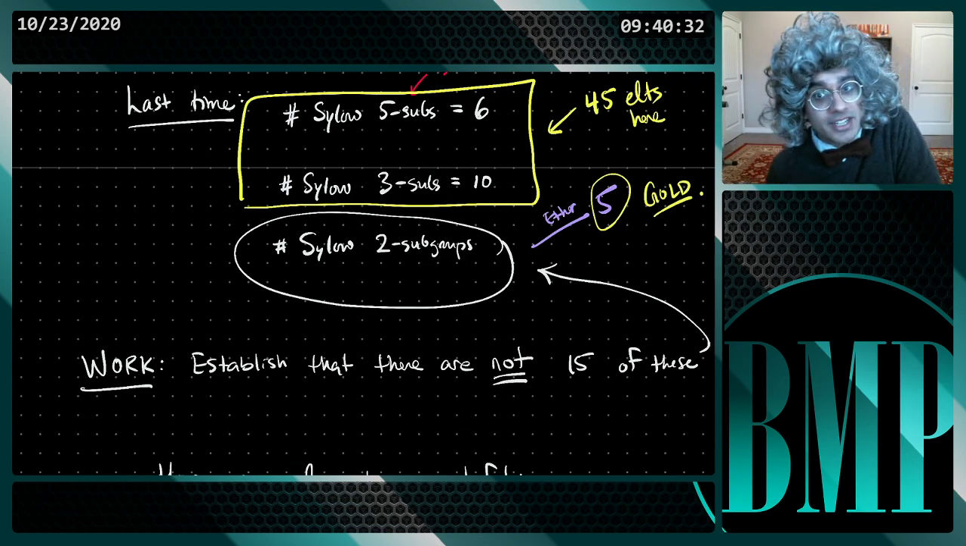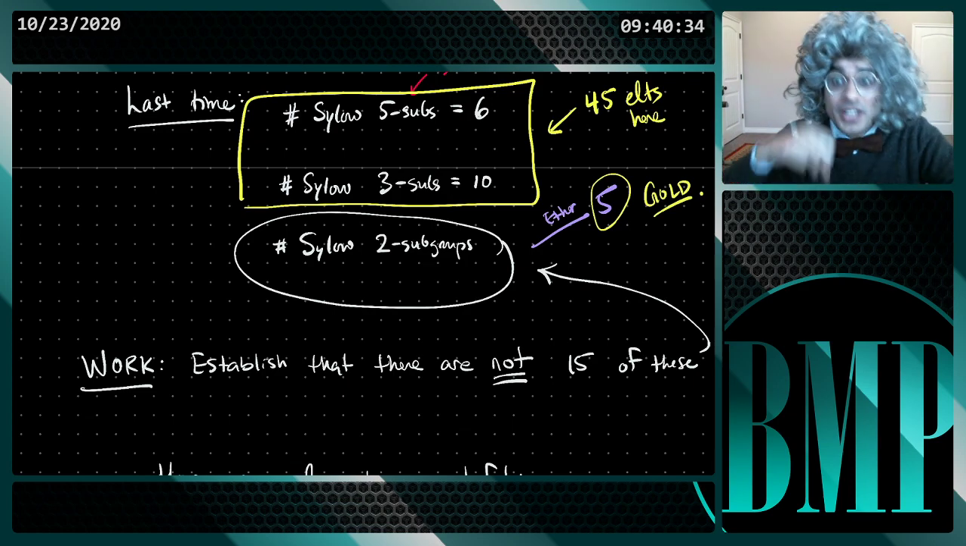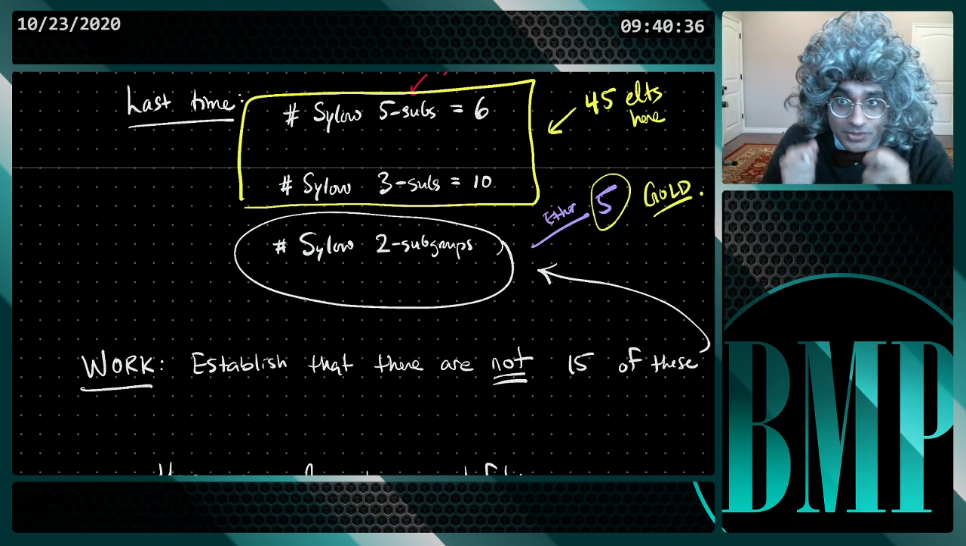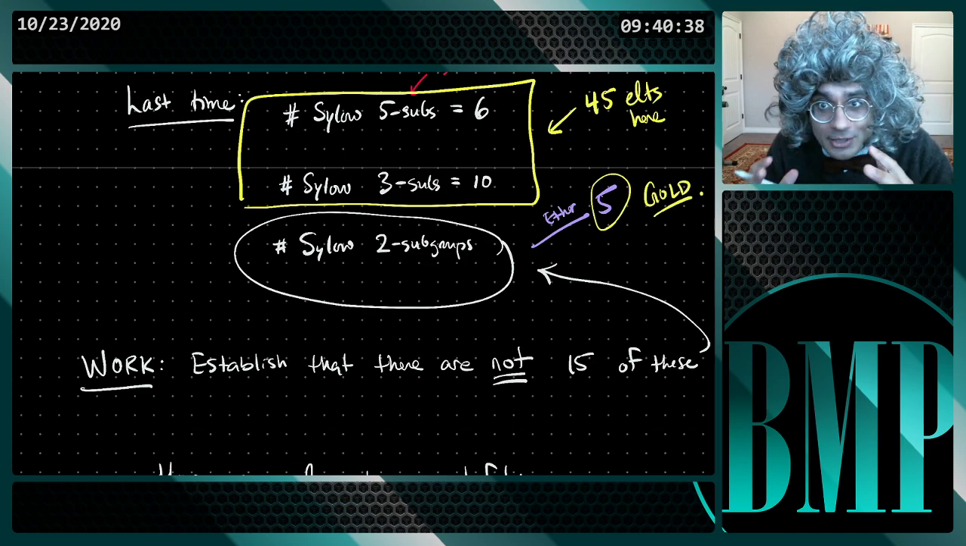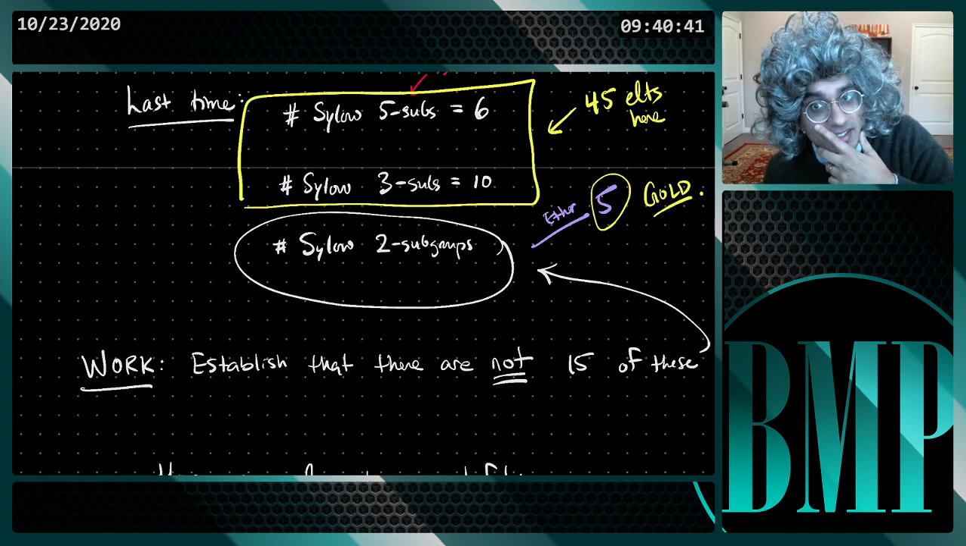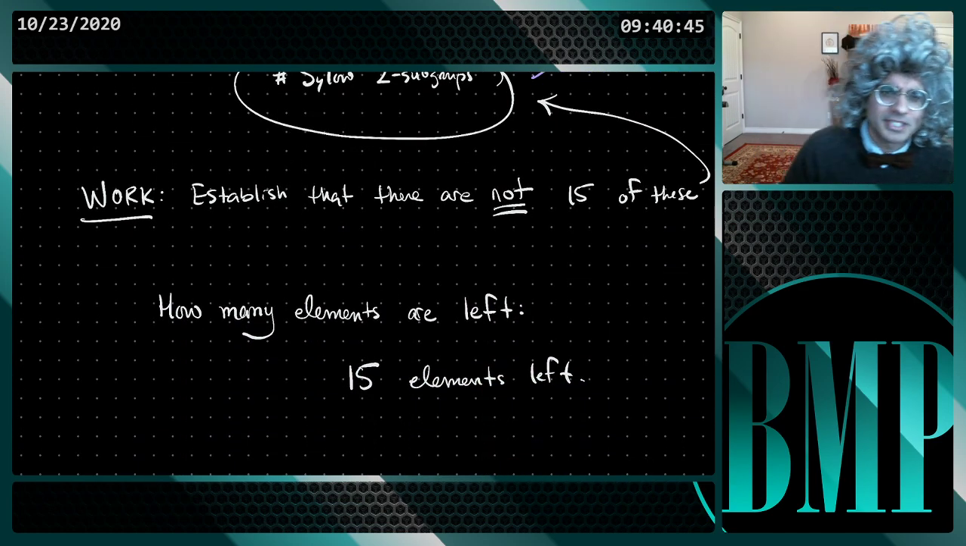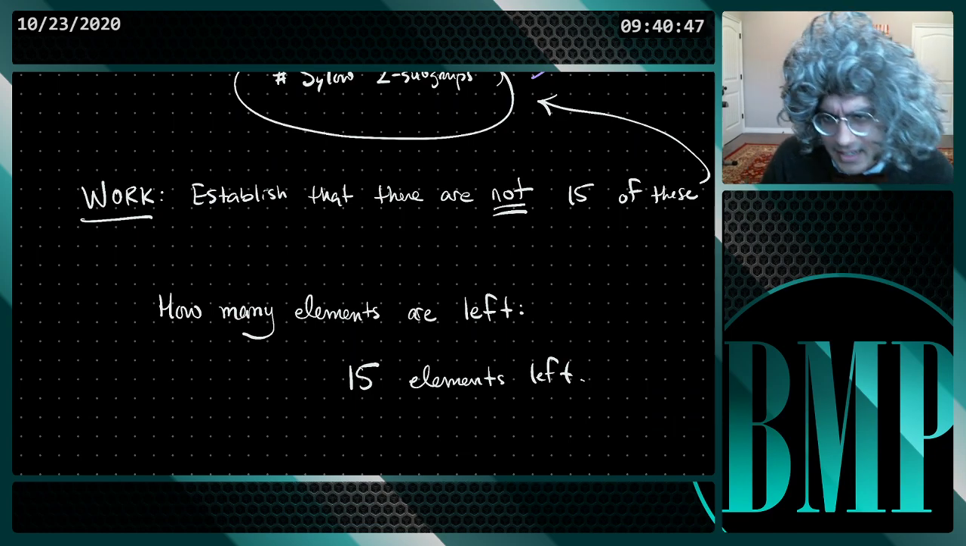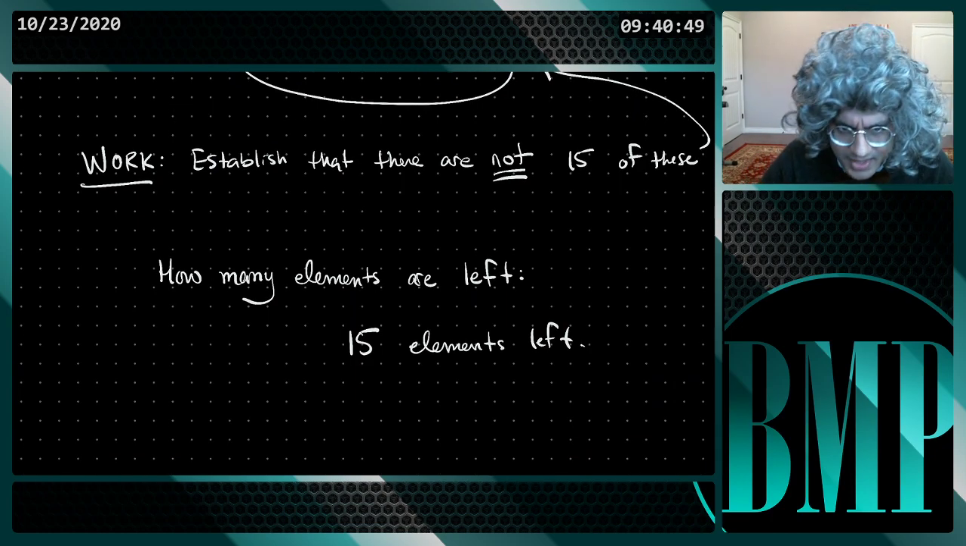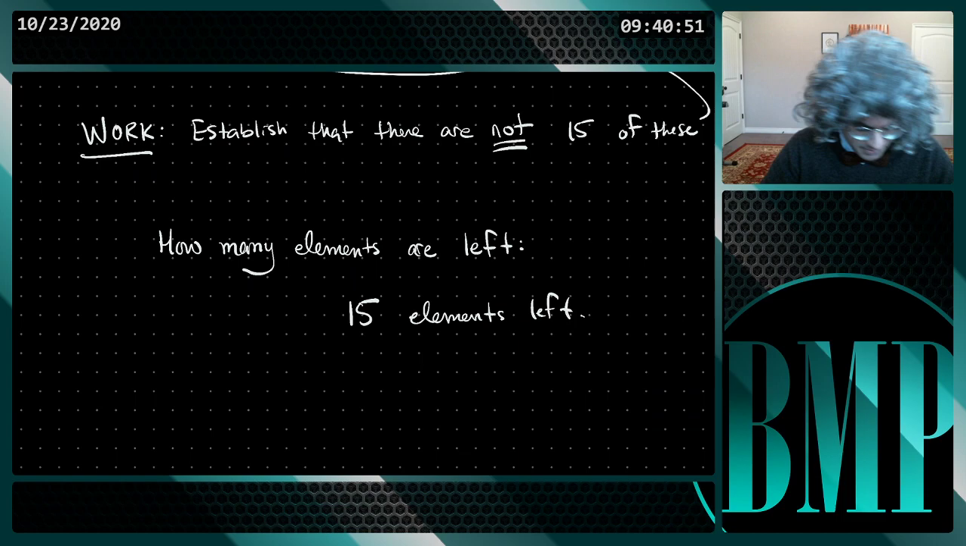Okay, let's suppose there are 15 now. If you can still get to G acting on a 5-element set, you're still good. So that's the nature of the argument. So how many elements are left? 15 elements are left.